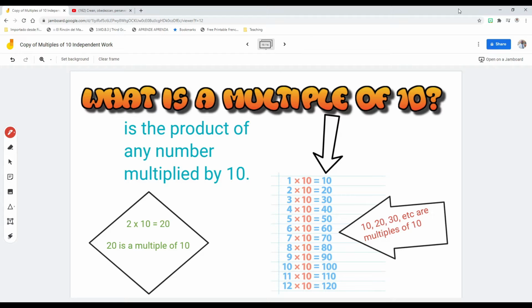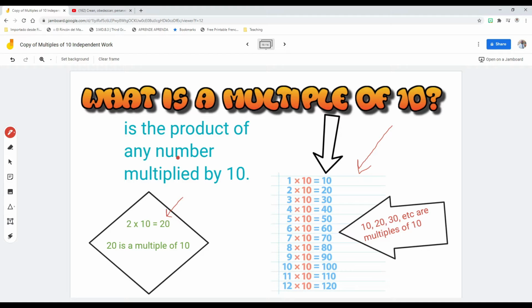We have the times tables on this small chart right here, from 1 all the way to 12 multiplied by 10. You can see here the products 10, 20, 30, etc. are multiples of 10. 2 times 10 is 20, and 20 is the product of multiplying 2 times 10. 20 is a multiple of 10 because it's the result, or the product, of multiplying 2 by 10.